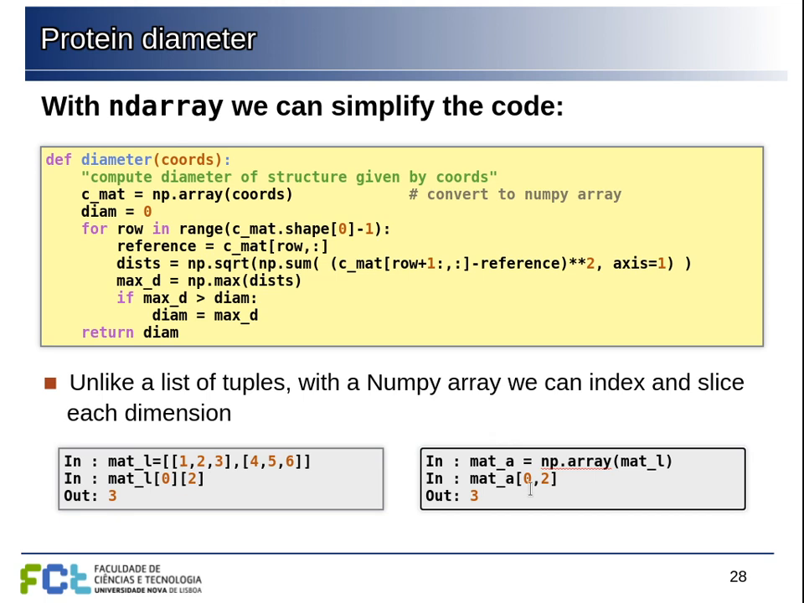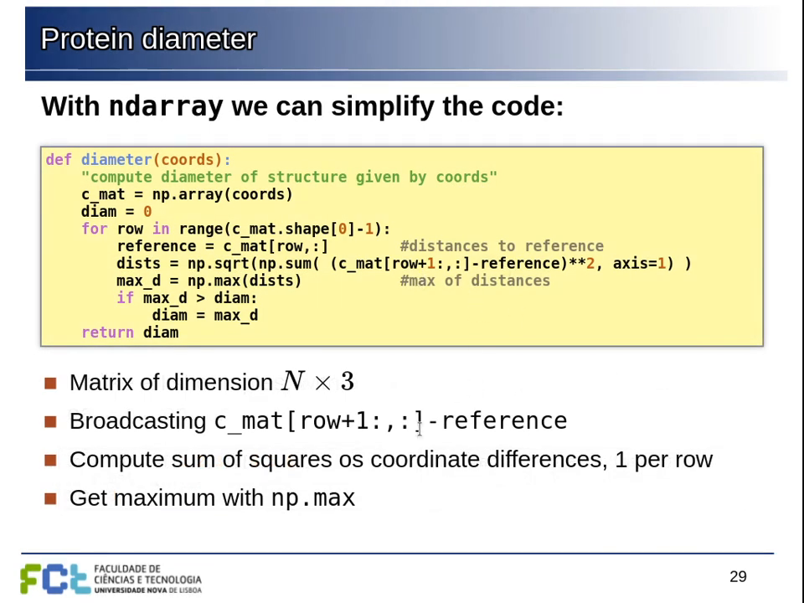With the Numpy array, we have this more elegant way of indexing the positions, and we also have the ability to broadcast operations. So what we can do here is we start with the diameter of 0, the maximum distance, and now we loop through the index of the rows, starting from 0 and all the way to the row one before last in the matrix. The shape of the matrix, the first element of the shape array, is the number of rows, and this -1 is the number of rows minus 1.